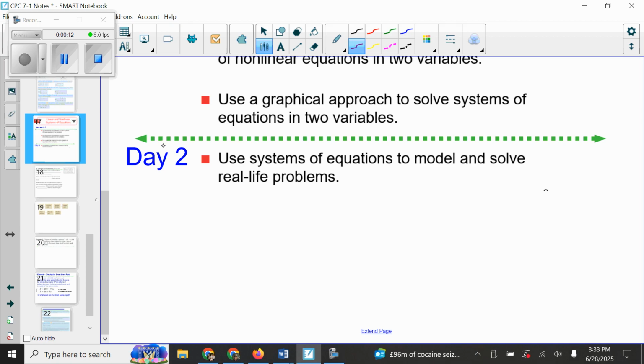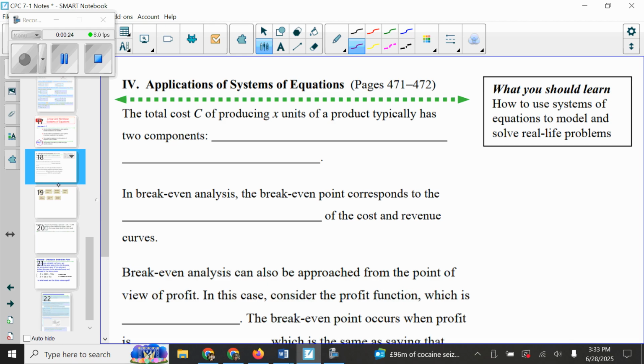So we know there's lots of different things that we can use these for. So we're just going to highlight a few of them and just to kind of get you thinking about some applications that you might use a system of equations to solve. All right, so some applications.